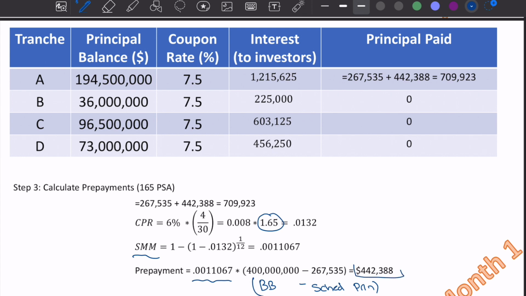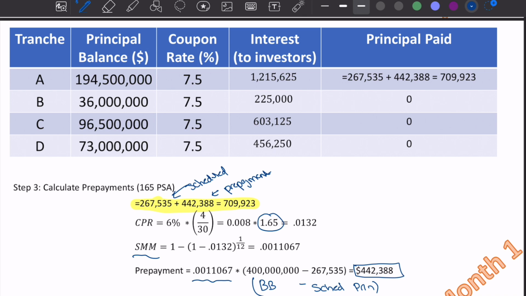And that gives us our prepayment of $442,388. So the total principal paid ends up being the scheduled number plus the prepayment, which is the $709,923. Now, where does all of that principal go?